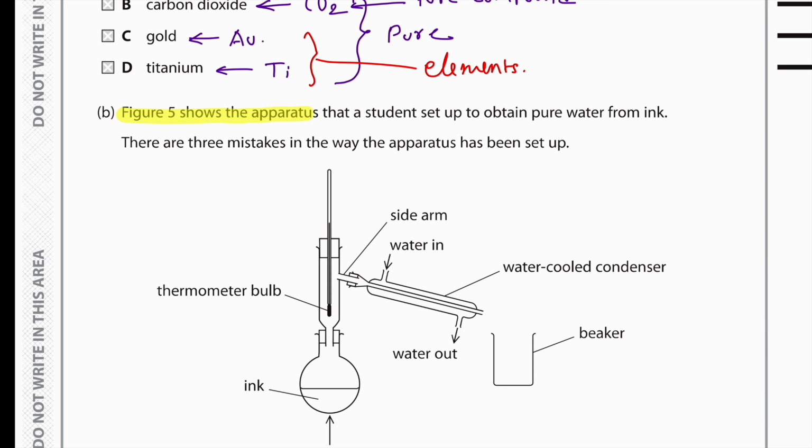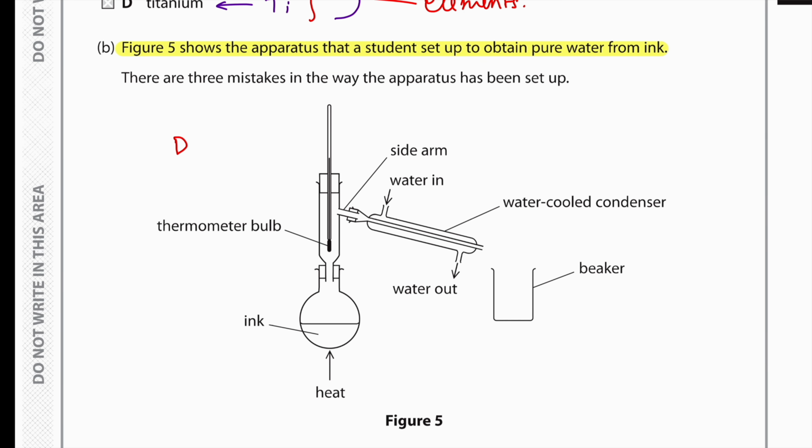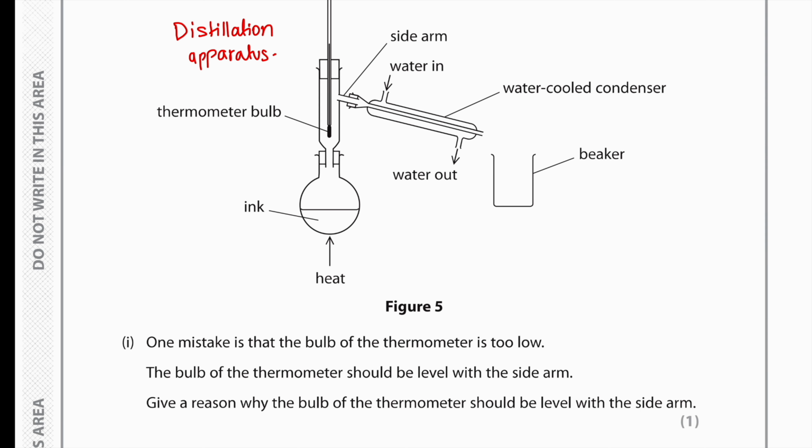Figure 5 shows the apparatus that a student set up to obtain pure water from ink. So the apparatus here that we can see is a distillation apparatus. There are 3 mistakes in the way the apparatus has been set up. One of the mistakes is mentioned. One mistake is the bulb of the thermometer is too low. The bulb of the thermometer should be level with the side arm.